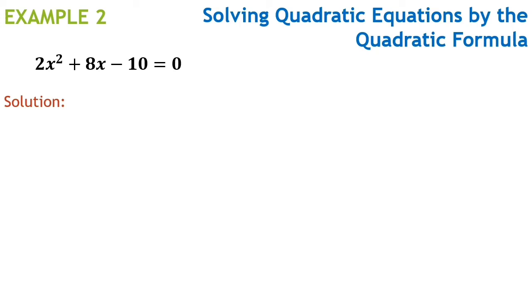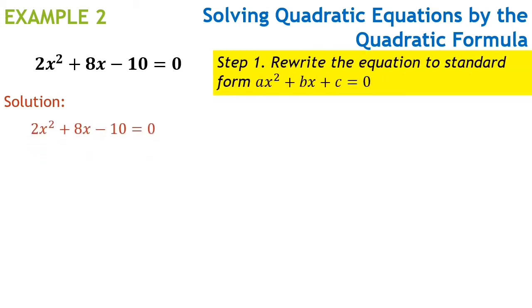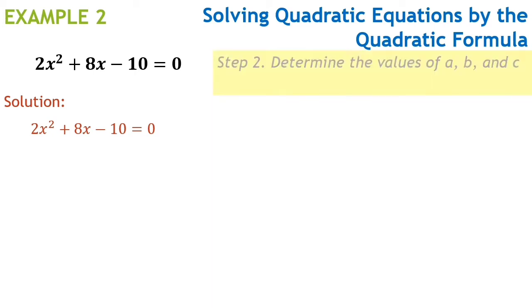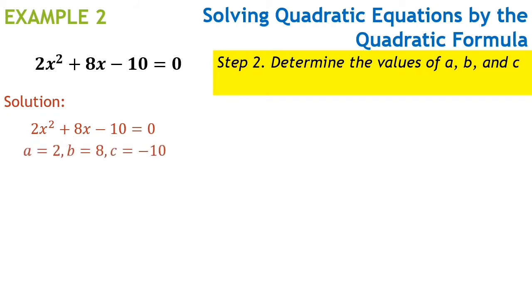Following the same procedure, step number 1, you're going to rewrite the equation to standard form. Now the question is, is the given equation written in standard form or not? Very good. It is already written in standard form, so we proceed to step number 2. Determine the values of a, b, and c. Here, the values are a equals 2, b equals 8, and c equals negative 10.